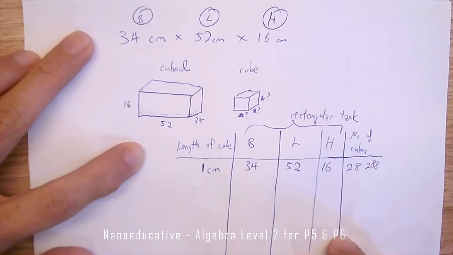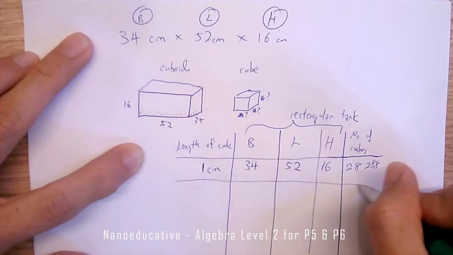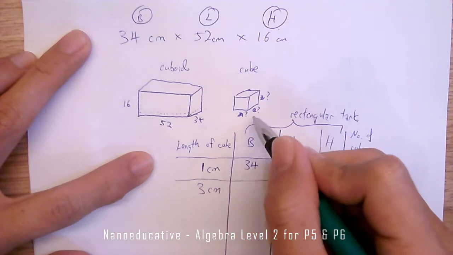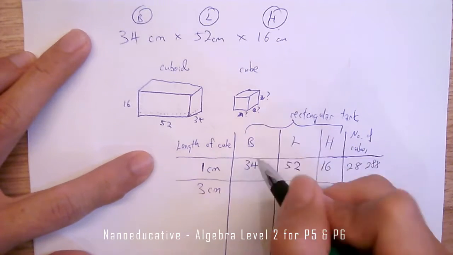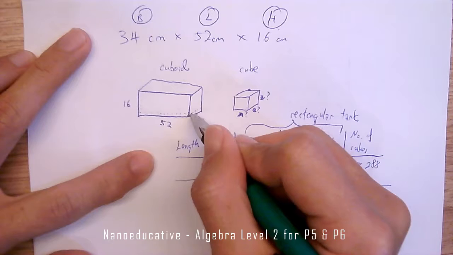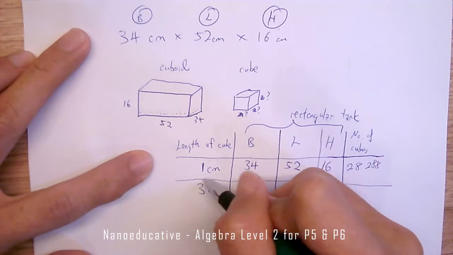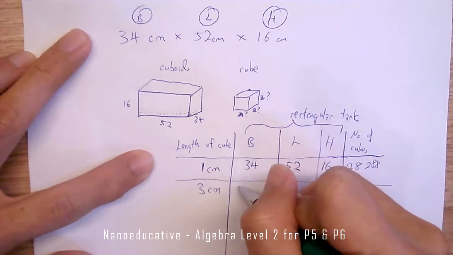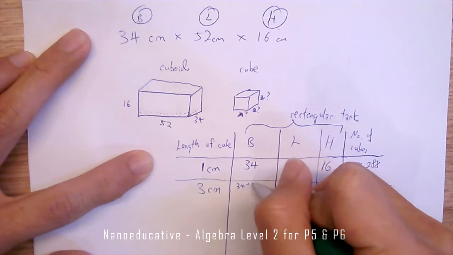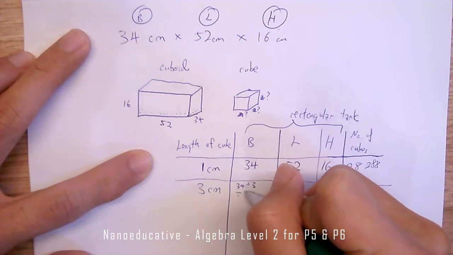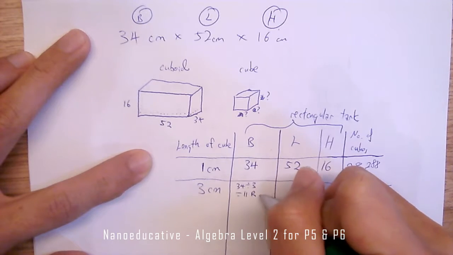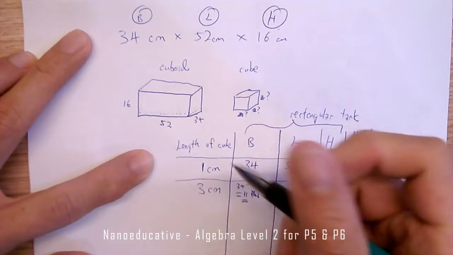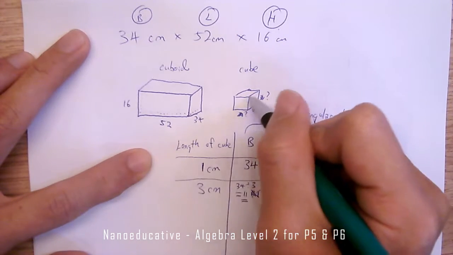Okay, so let's move on. Now what happens if it's 3 cm? The length of my cube is now 3 cm. So again, let's go to the breadth. If the total breadth is 34, how many 3 cm cubes can I put inside? It will just be 34 divided by 3, which gives 11, remainder 1. We must ignore the 1, so it will just be 11. So over here we can put 11 of such 3 cm cubes.